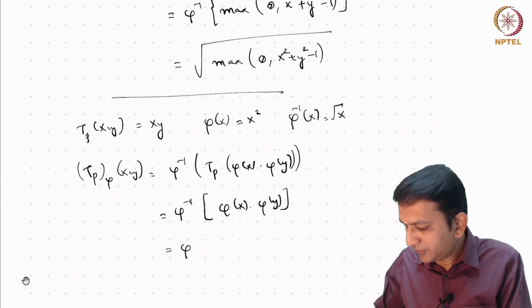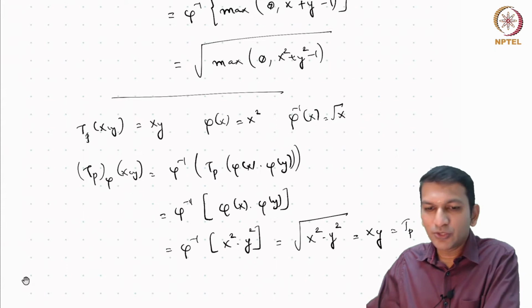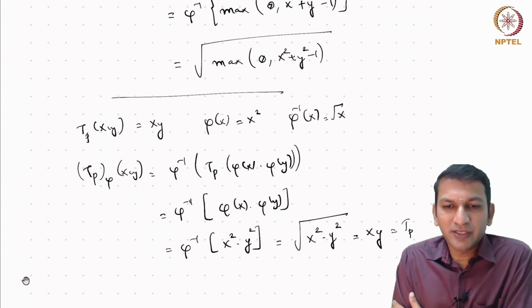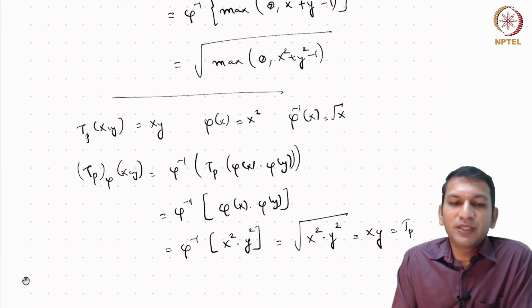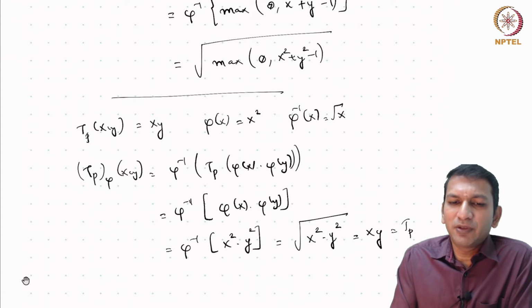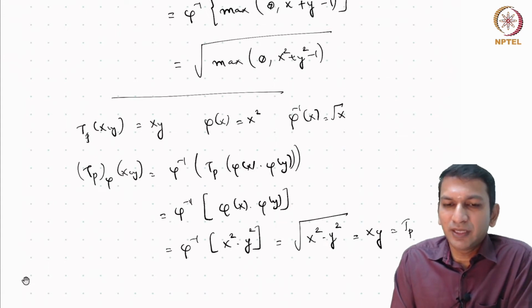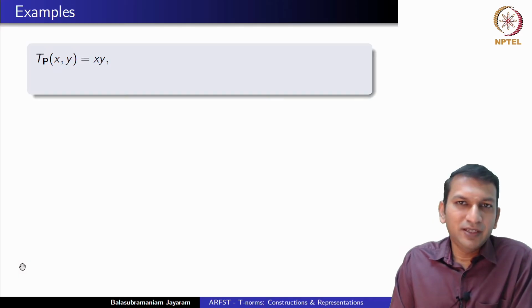This is phi inverse of x square, y square. Now phi inverse is root of this, x square, y square. And what we get is actually xy, which is Tp. So you see here, there are some bijections whose conjugate turns out to be the original T-norm itself. And you can easily see that this will happen for any x power n when n comes from N. So let's consider a different bijection.